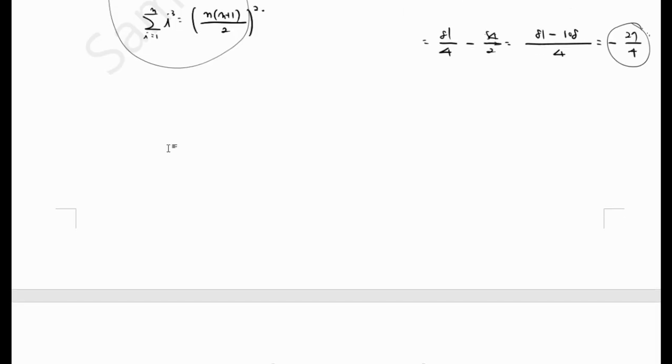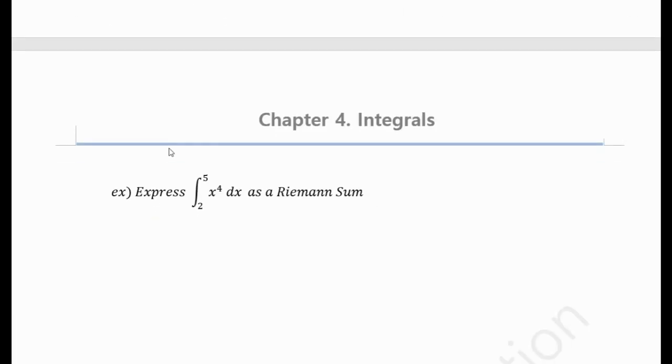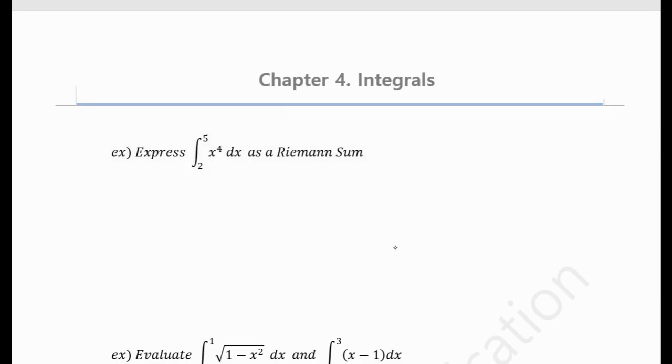The next example is to express the definite integral from 2 to 5 of x to the power of 4 dx as a Riemann sum. When we change the definite integral into a Riemann sum, x is changed to xi, and dx becomes delta x. So this can be the limit as n approaches infinity of the sum from i equals 1 to n, where x is changed to xi to the power of 4. Delta x: the end point is 5 and the starting point is 2, so this is 3 over n.